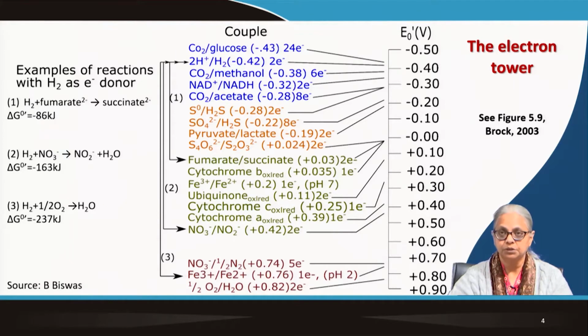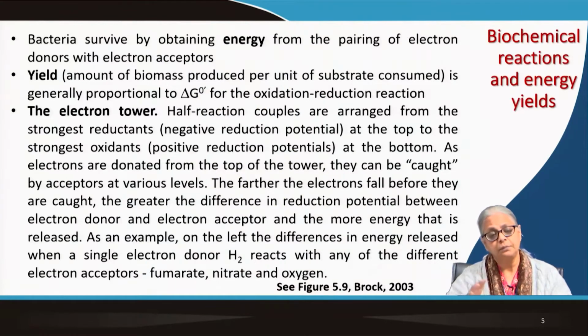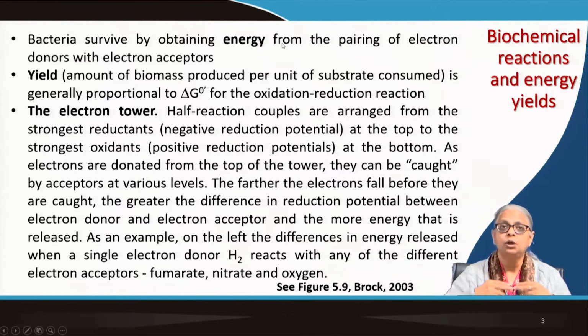So there are hydrogen utilizing organisms or bacteria that can use hydrogen as the electron donor, and these three, fumarate, nitrate or oxygen, as the electron acceptors. So these are the combinations that you can think about, these are the examples. I've already mentioned that bacteria survive by obtaining energy from the pairing of electron donors with electron acceptors.